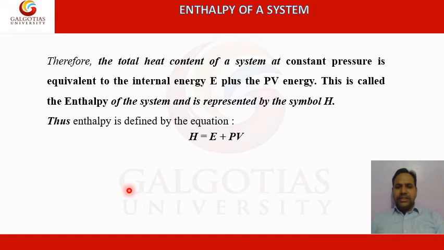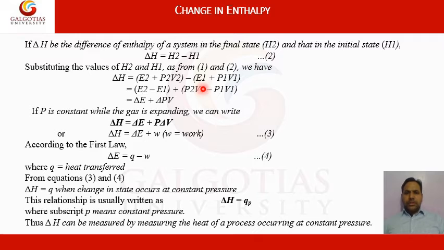So it is a convenient state function preferred in many measurements in chemical, biological and physical systems at constant pressure. This shows the equation for the enthalpy of a system. Here showing change in enthalpy. If delta H is the difference of enthalpy of a system in the final state H2 and the initial state H1, then delta H is equal to H2 minus H1.